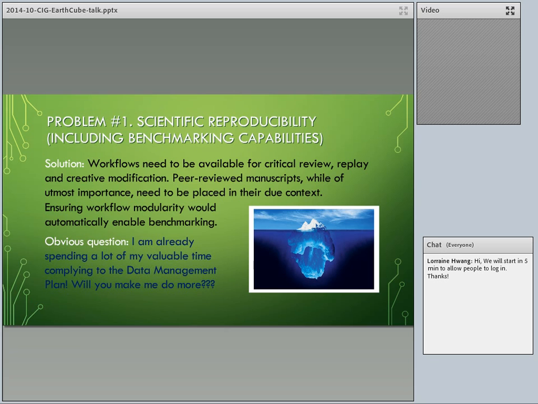Now, the obvious question that you might all have in mind is, well, I'm already spending a lot of time complying with the data management plan, and this should require much more than I'm already doing. Well, hopefully that's not how it's going to work, but we'll get to that.